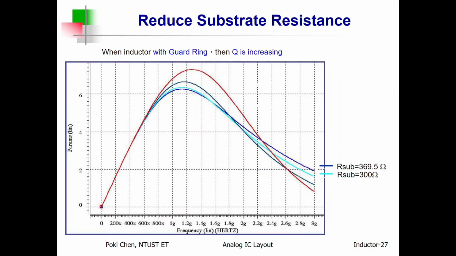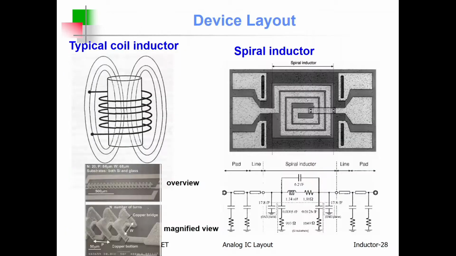So allow me to show you the result. You can see from here, with guard ring, the red line, the Q factor is increased. Okay, that is what we would like to get. And this is some kind of real micro photo for you to refer.